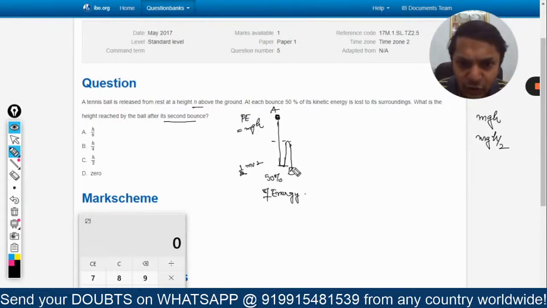Now it goes for the second bounce, and it again moves up, and 50% of whatever energy it was having has been lost.